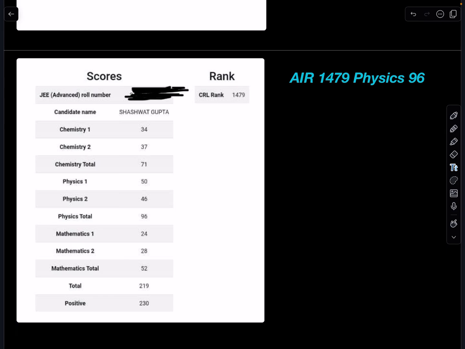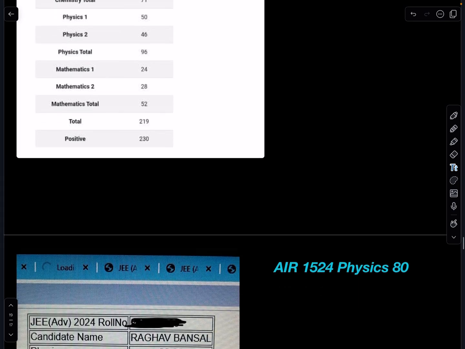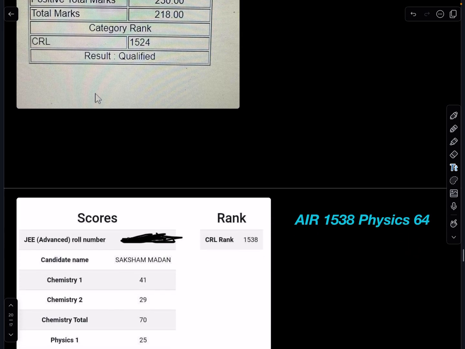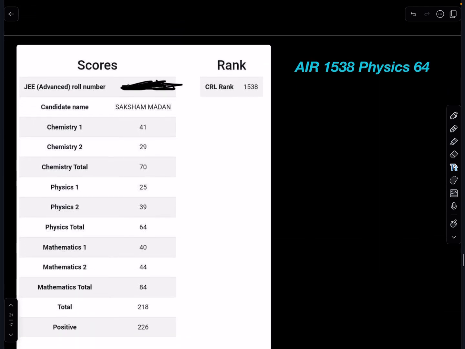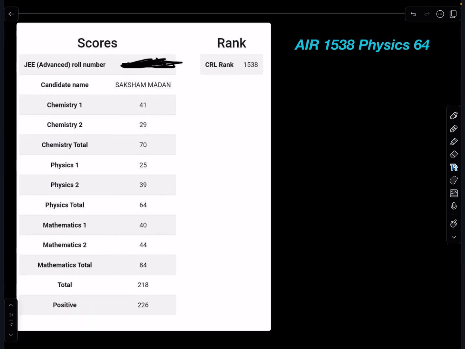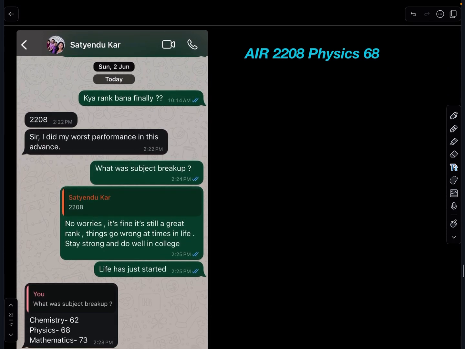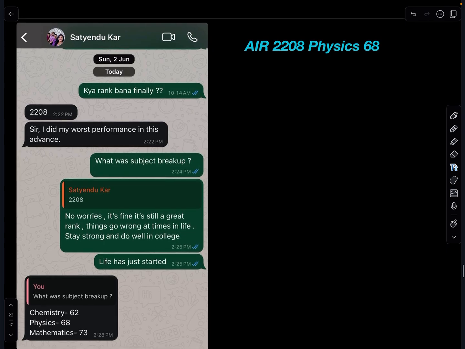Then Shashwat Gupta, All India rank 1479, and physics score is 96. So total score is 219. Raghav Bansal, physics score is 80, and All India rank is 1524. Then we have Saksham Madan, and All India rank of 1538, physics score is 64 here. Then we have Satyendu Kaur, All India rank 2208, and physics score is 68.